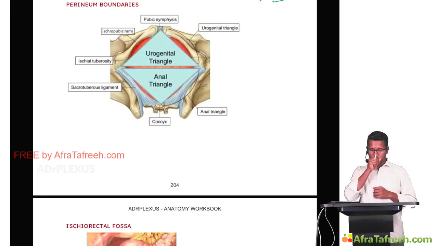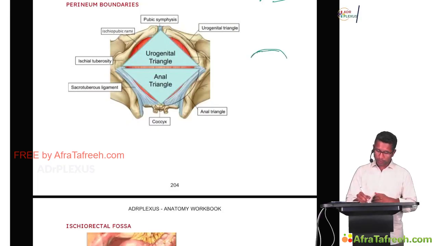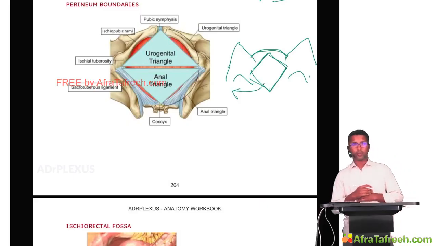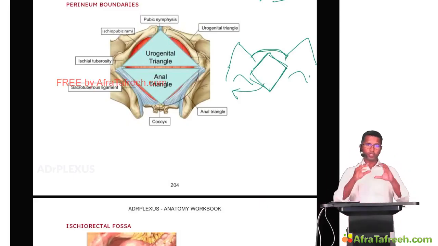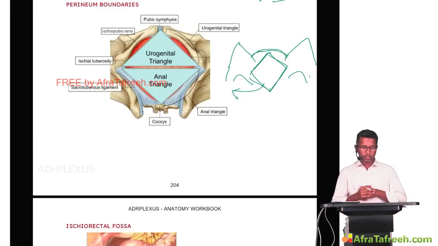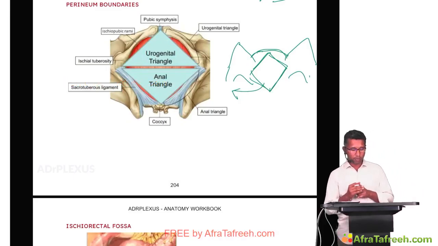When you put the patient in the lithotomy position like this, this triangle, this region, is the perineum. So this is a lithotomy view, a view from the inferior aspect of the pelvic region, and this region is the perineum.